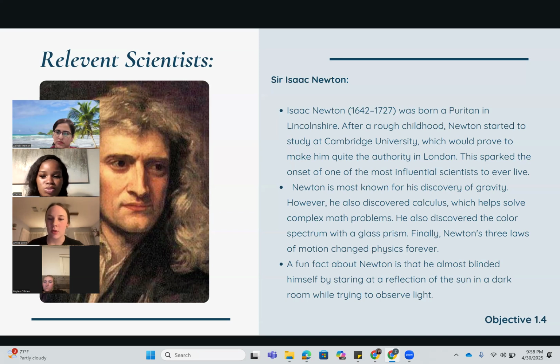Newton is most known for his discovery of gravity. However, he also discovered calculus, which helped solve complex math problems. He discovered the color spectrum with a glass prism, and finally his three laws of motion, which changed physics forever. And a little fun fact about him is that he almost blinded himself by staring at a reflection of the sun in a dark room while trying to observe light.